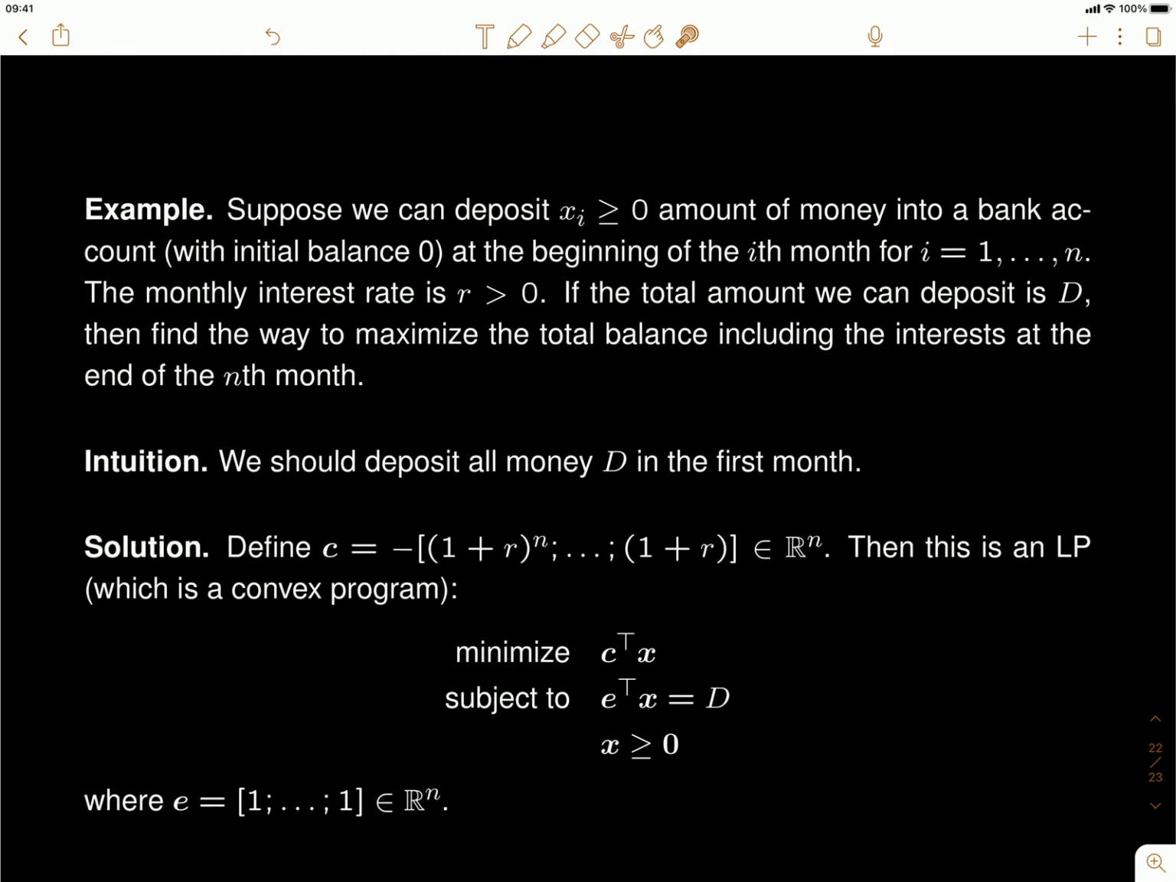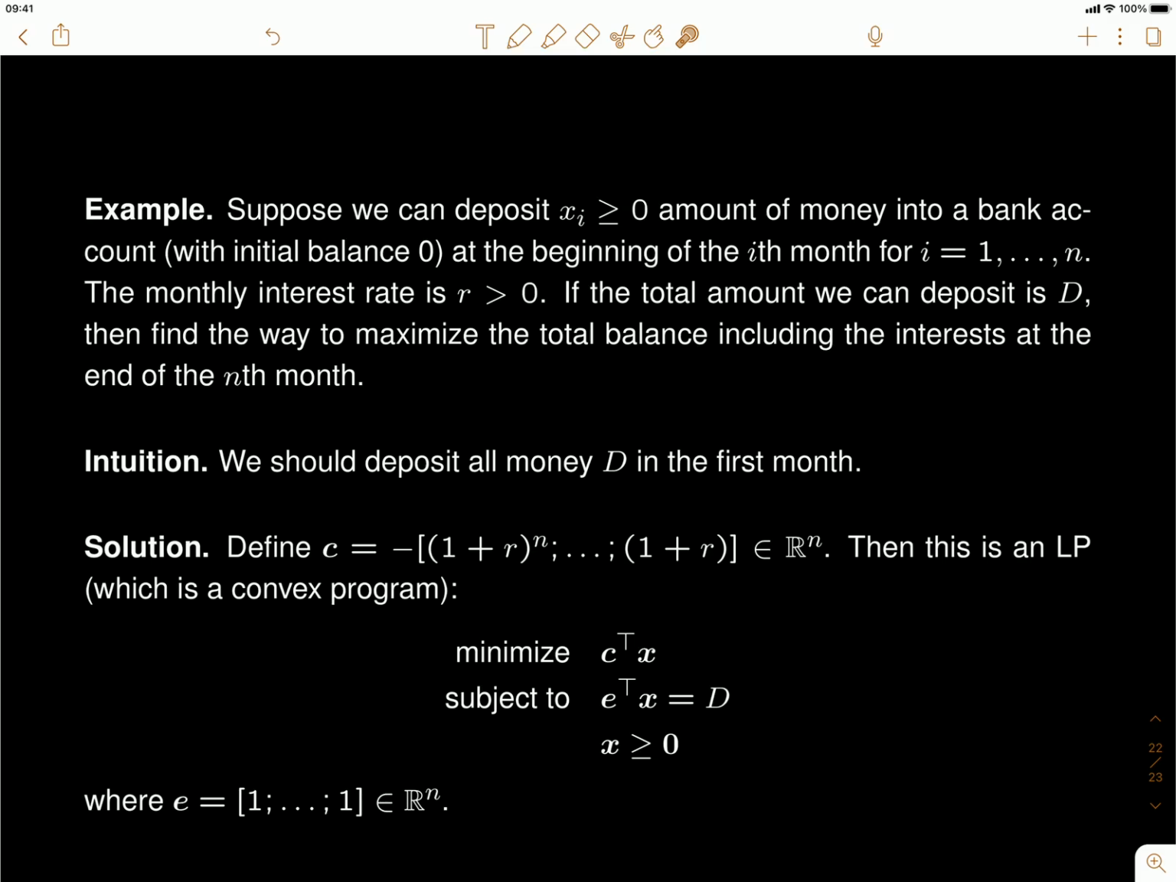Okay, so let's look at an example. We're trying to use the KKT condition to see that if we have a convex problem, then the KKT condition is a sufficient condition for optimality, global optimality. Let's see the problem here.